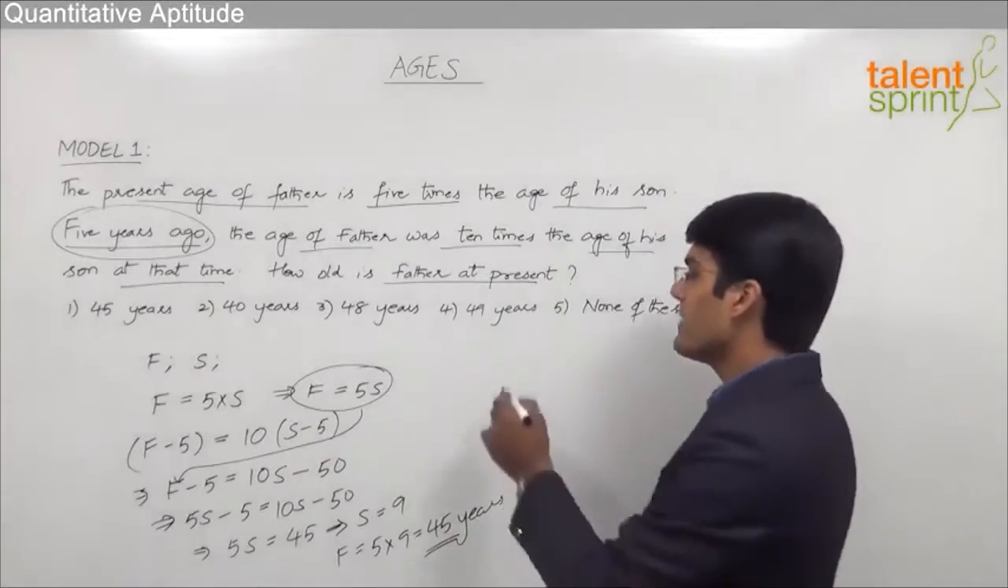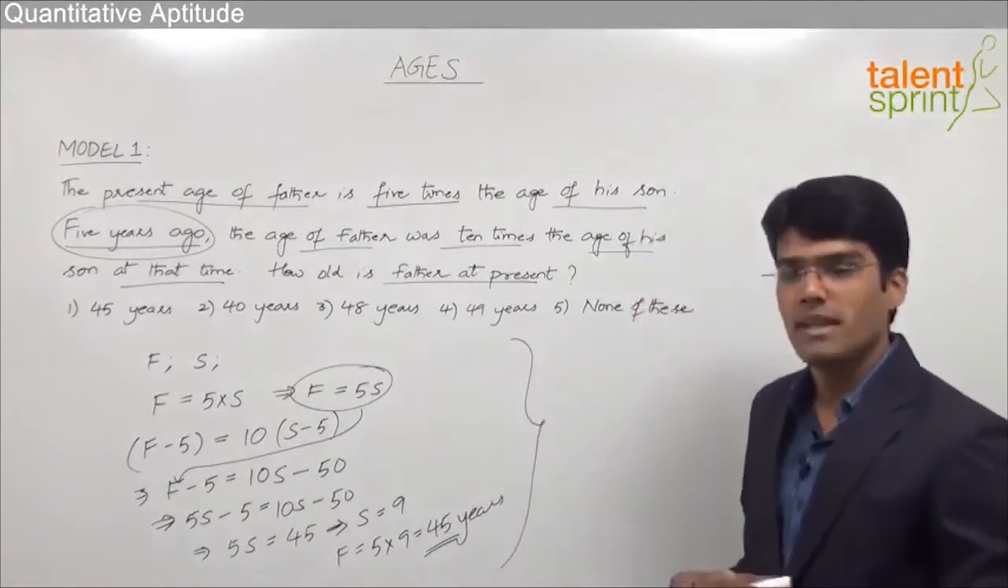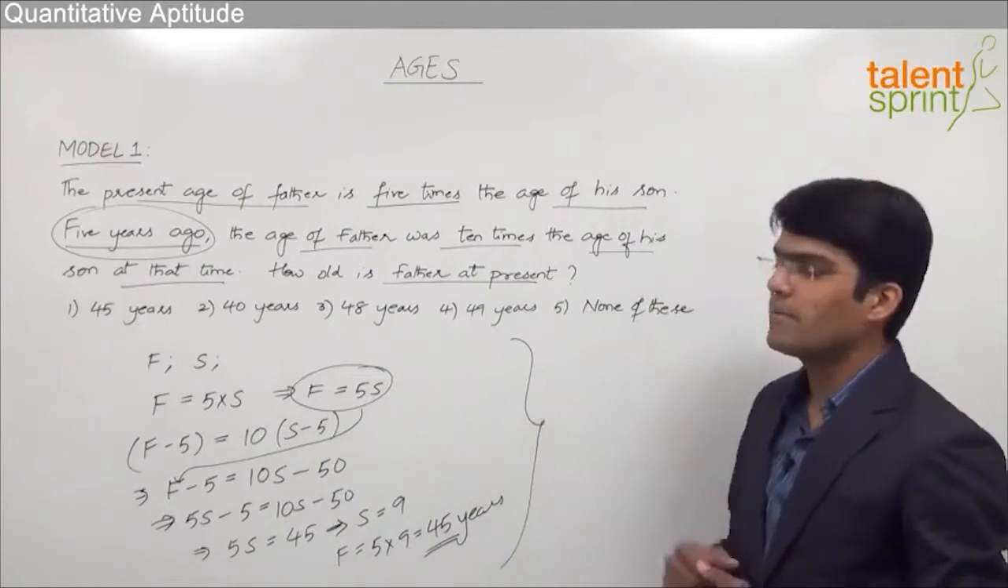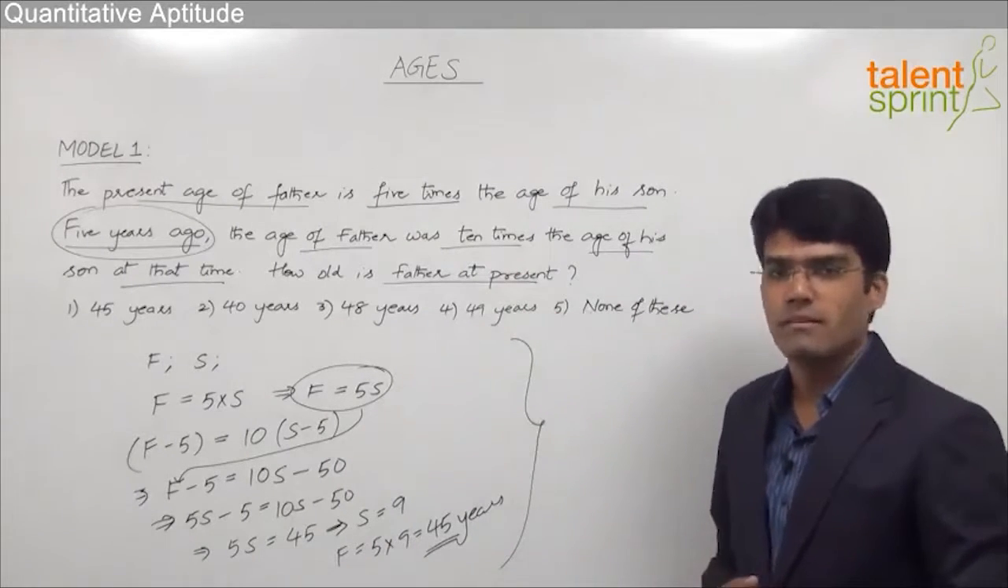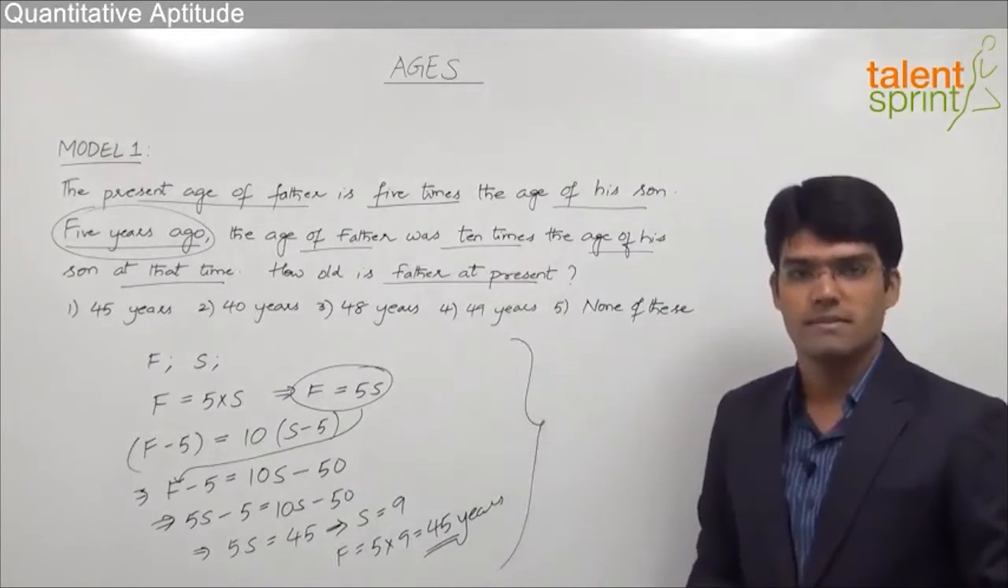But friends, this is the conventional way of solving the problem, where we write down the equations as per the given statements and then try to solve the equations to get the age of the given person.